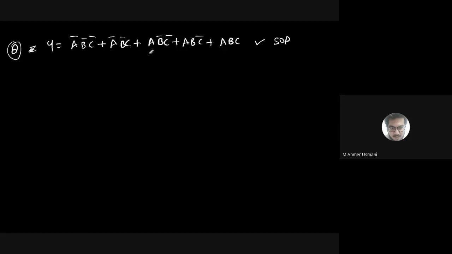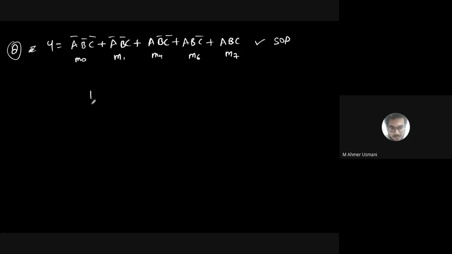So can you tell me what is A bar, B bar, C bar? M0. So it is 0, 0, 0. 0, 0, 0 is nothing but M0. This is 0, 0, 1. What is 0, 0, 1? M1. This is 1, 0, 0. What is this? M4. What is this? 1, 0, 1. It is M5. 1, 1, 0. M6. 1, 1, 1. What is this? M7. Okay, आपको क्या करना है?